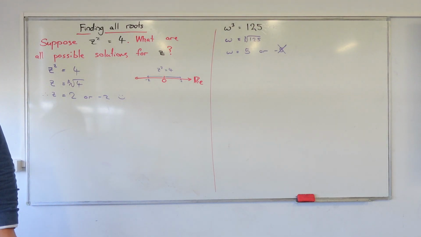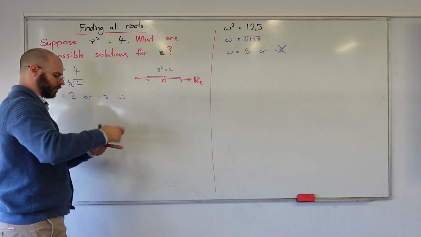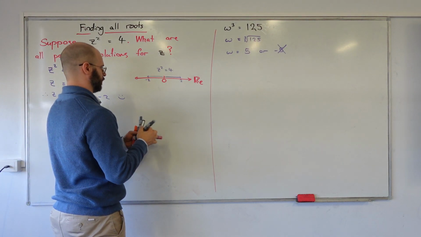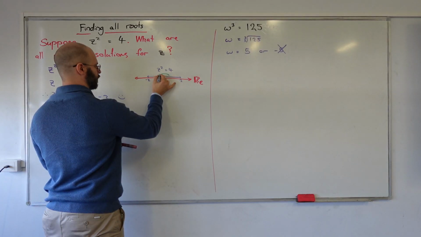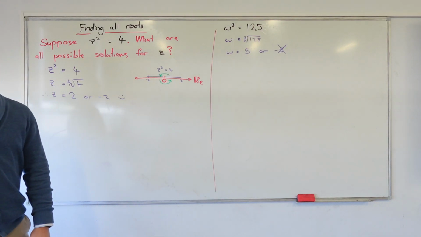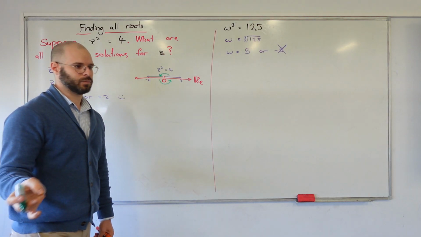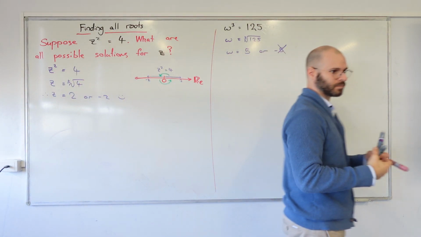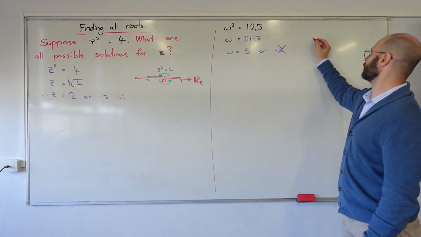How are they positioned on the plane? Equally, because they're 180 degrees or pi apart. Now let's put a conjecture forward. What might we expect?